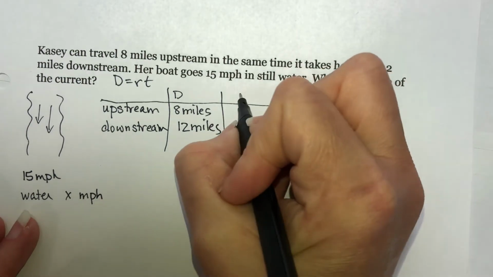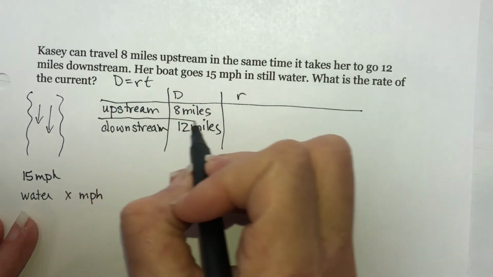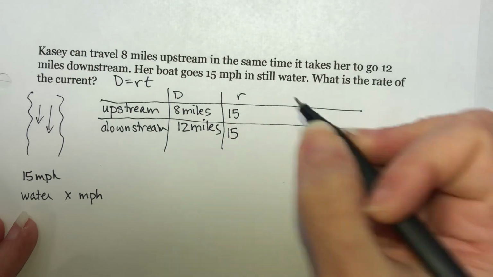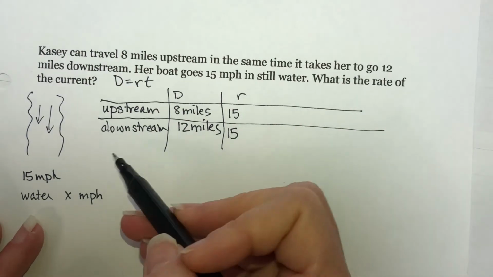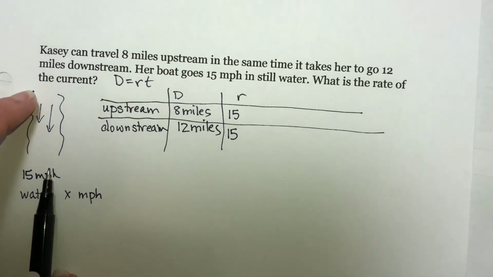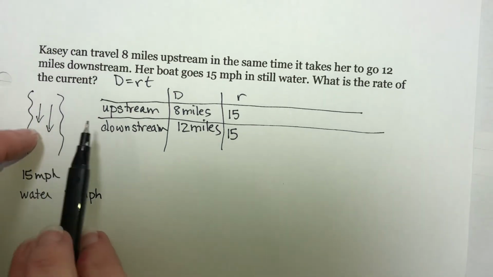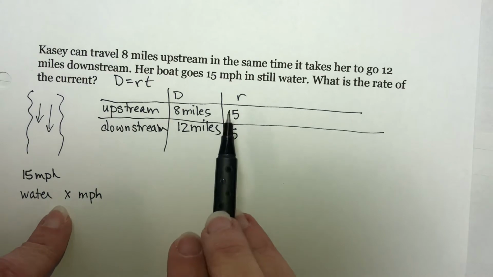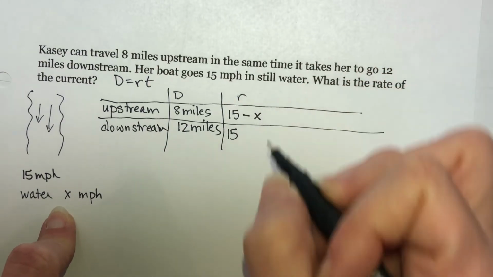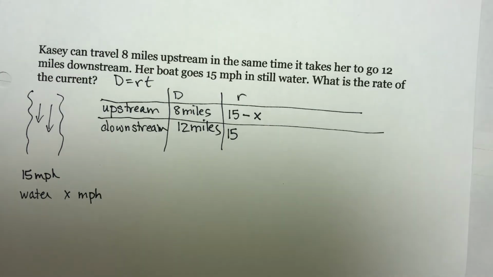Now the rate of the boat. We know it goes 15 miles per hour. It's just a question of whether the water is speeding them up or slowing them down. When we're going upstream, we're fighting against the water. It's slowing us down by x. So we take the speed of the boat and then we subtract off the speed of the water because that's how much it's slowing us down.